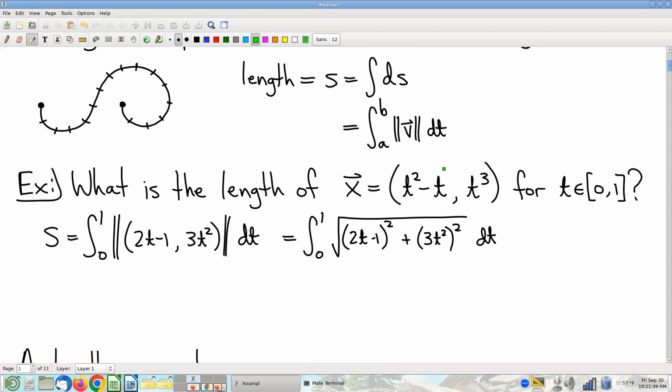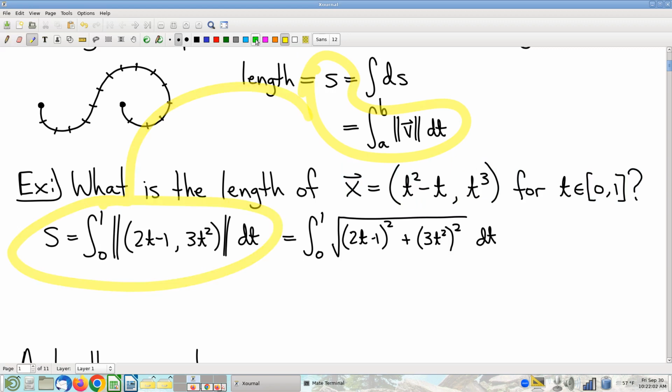Let's compute the length of, here's a parametric curve. All right, I've got a range of values of t. x and y are functions of t. That traces out some curve. Who knows what it looks like, right? And the formula for arc length is that.